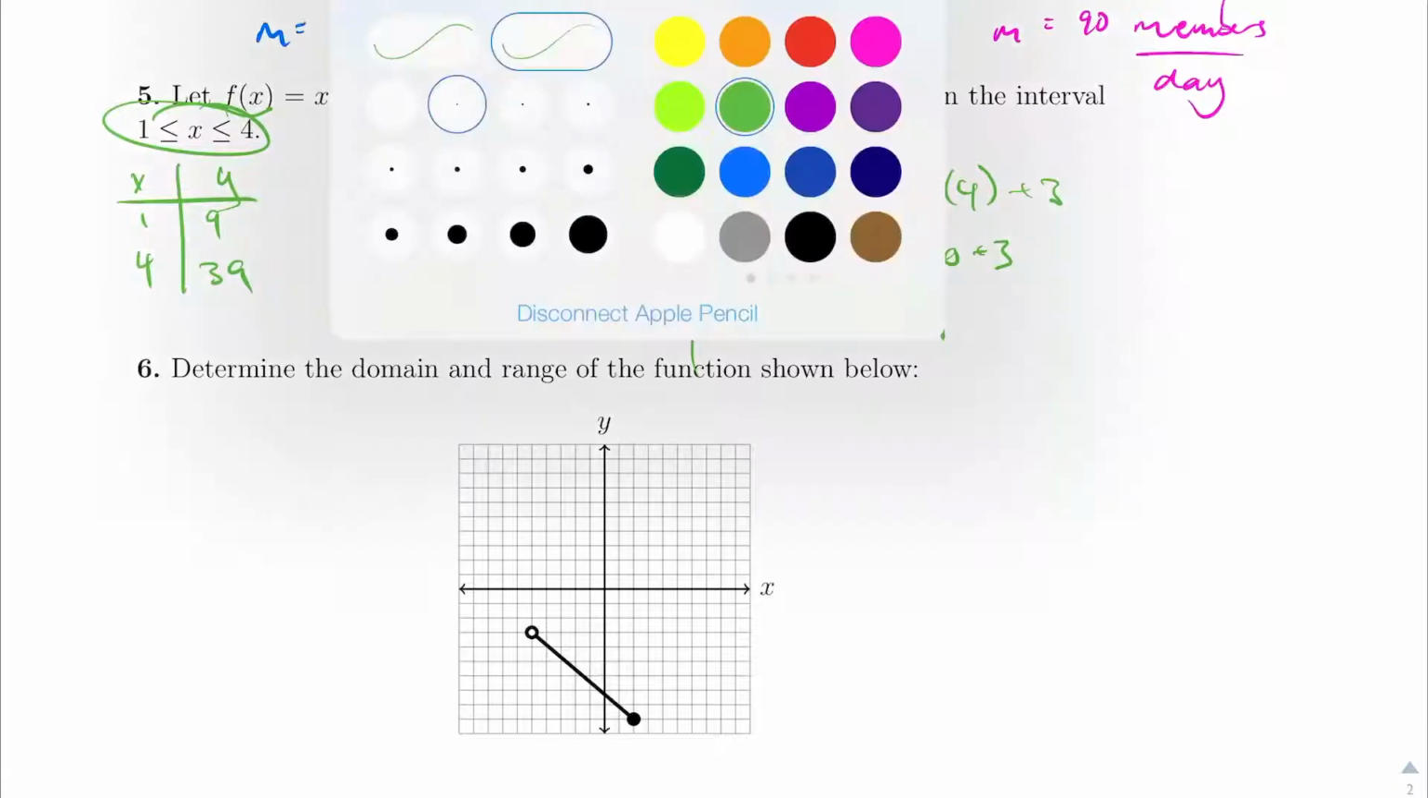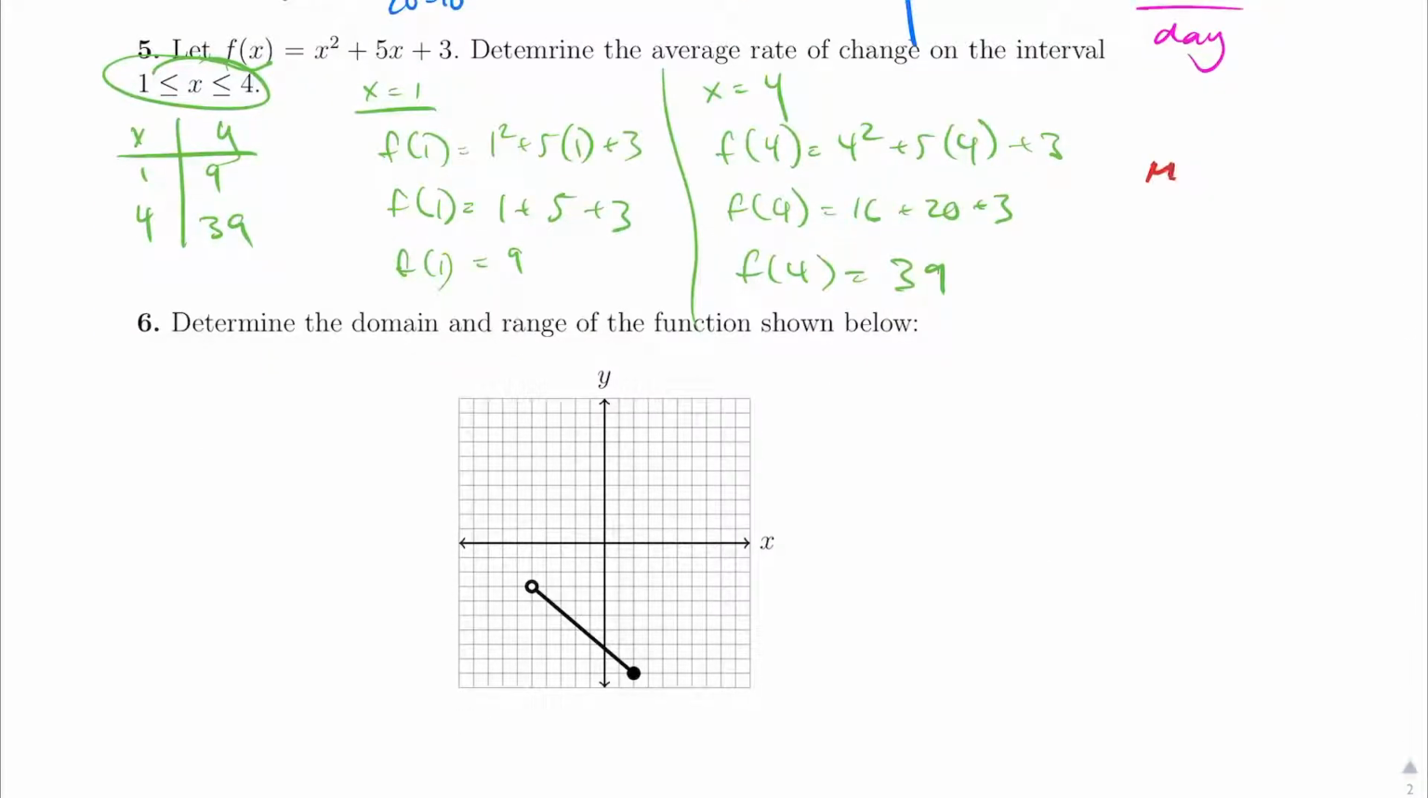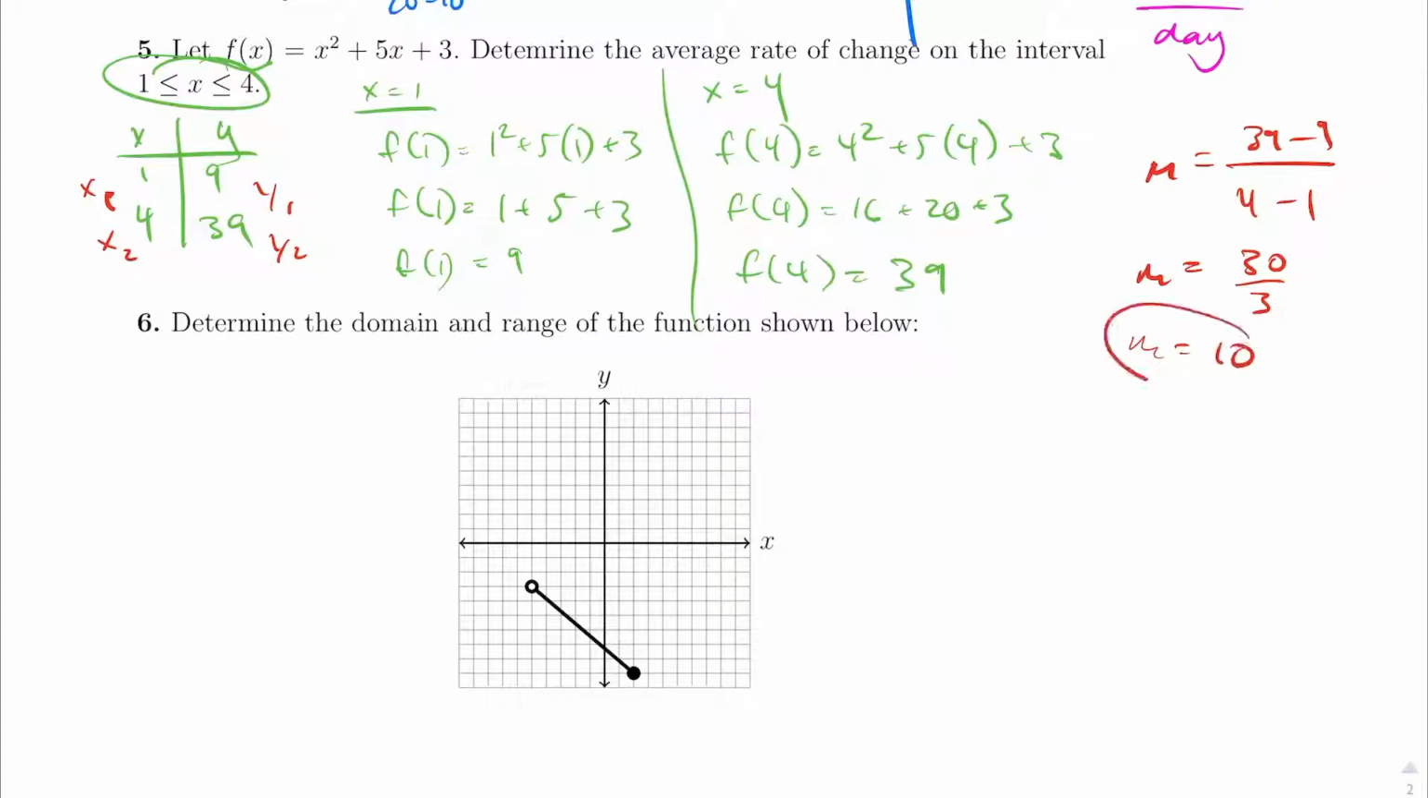But this isn't the end of the problem. The reason why we wanted that table is so that we could use our slope formula. So m is equal to y2 minus y1 divided by x2 minus x1. M is equal to 30 over 3. M is equal to 10.